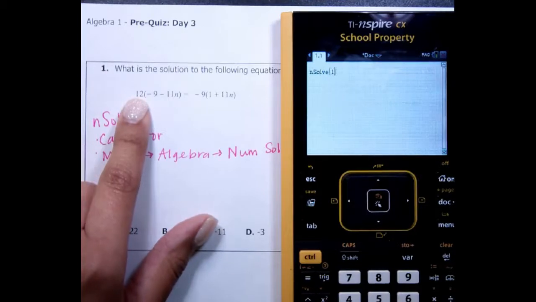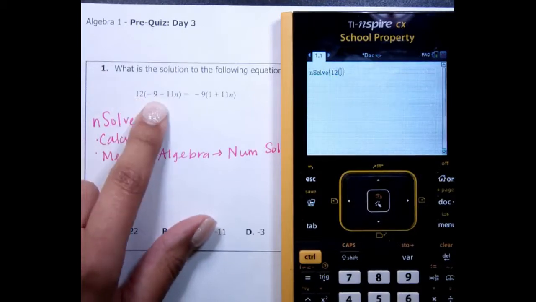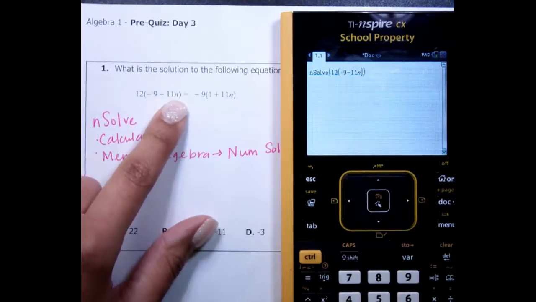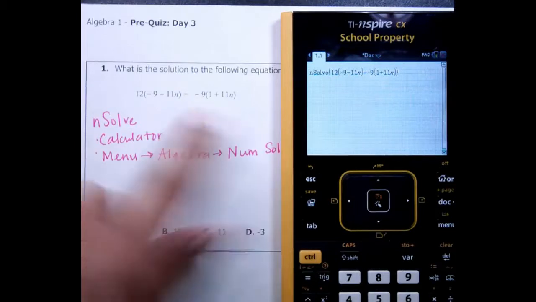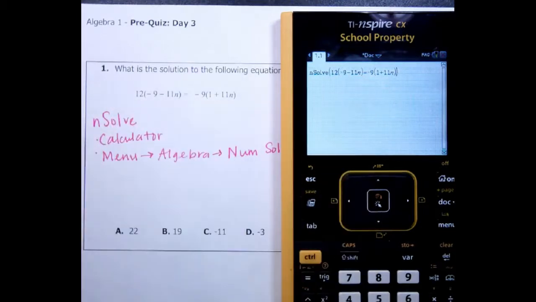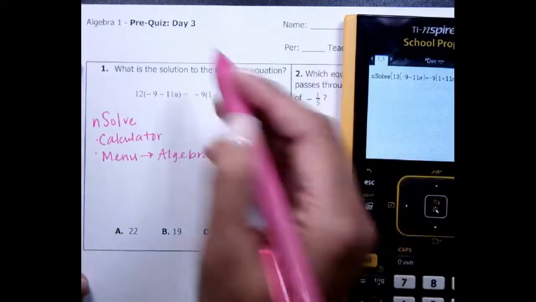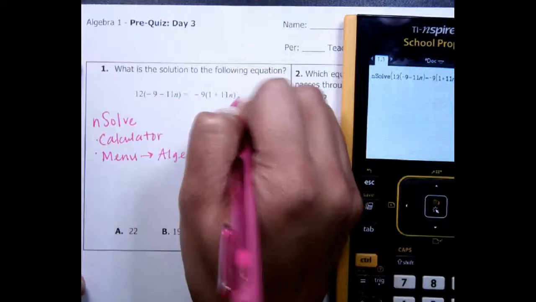Once you click on nsolve, you start typing the first thing you see exactly where the calculator has the cursor. So 12 parentheses -9 minus 11n. You can use any variable for nsolve. So if I have n in the problem, that's what I'm going to type into my calculator. Close parentheses equals -9 parentheses 1 plus 11n. Close parentheses. You need to make sure that what is in your calculator is the exact same thing that's on your paper.